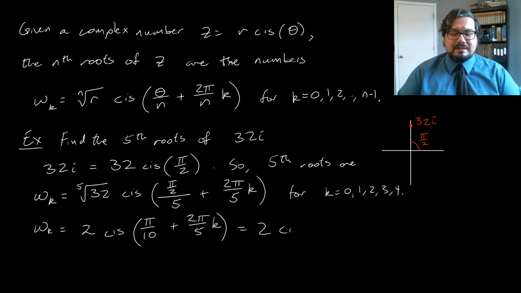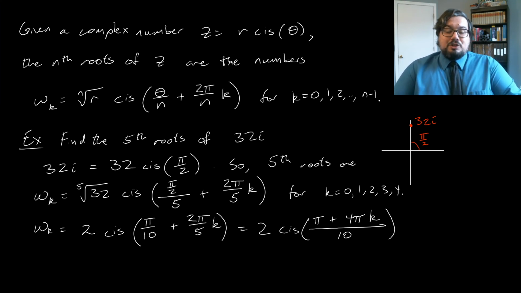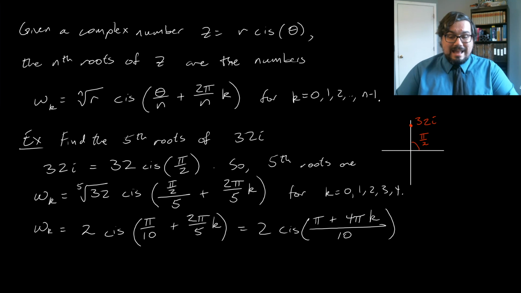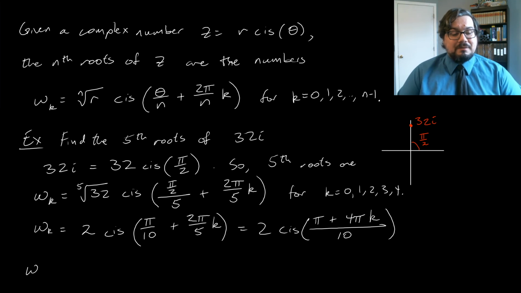Now, for simplicity, it's often a good idea to simplify the expression inside the trig functions. So in this case, I'll give them a common denominator of 10 by multiplying the right-hand fraction by 2 over 2. So at this point, we get the following. All the wk's are going to be 2 times cis of pi plus 4 pi k over 10, for k equaling 0, 1, 2, 3, and 4. So we can write down the fifth roots just using these numbers.